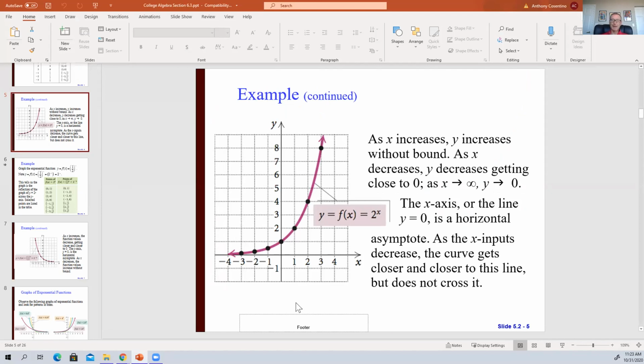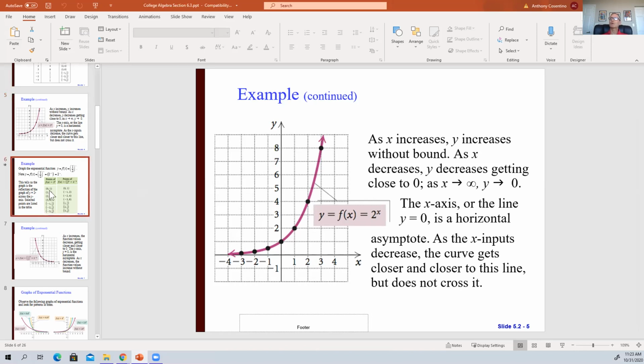As x goes to positive infinity, y blows up really fast. And as x goes to negative infinity, it goes down to zero as the horizontal asymptote. One important attribute to remember is that every exponential function passes through x equals 0, y equals 1, because no matter what the base is, anything to the 0 power is 1.